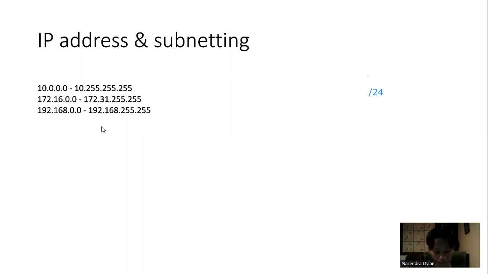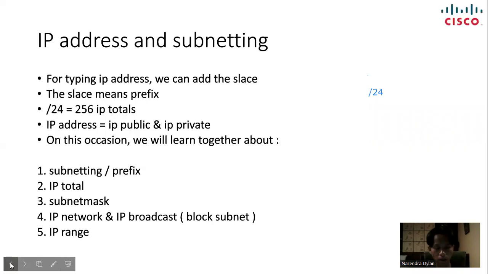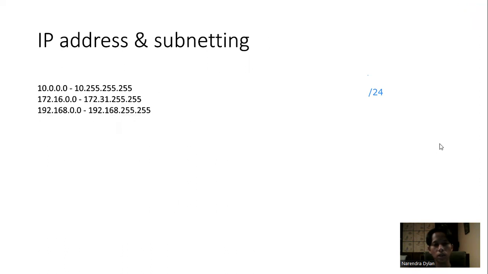Okay, and then, to create a computer network on Cisco Packet Tracer, for example, you have to learn how to get the prefix, then how to get the IP total, how to get the subnet mask, how to get the IP network and IP broadcast, and the last, what is the IP range for the problem. Okay, let's go to the study case.